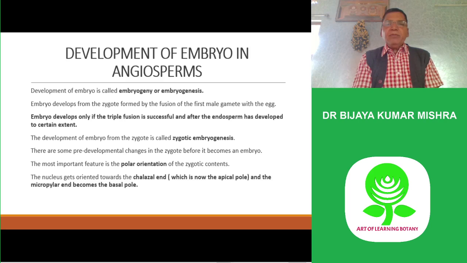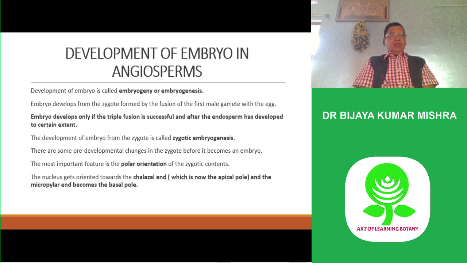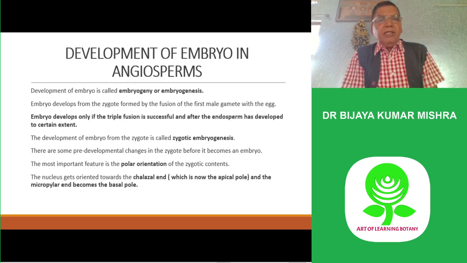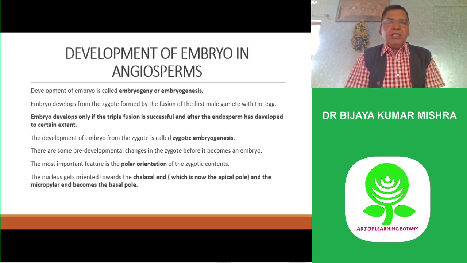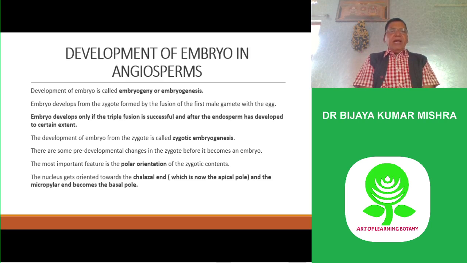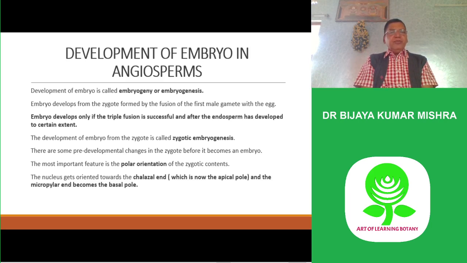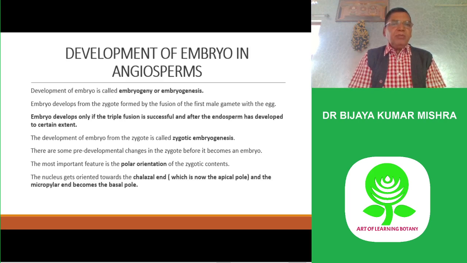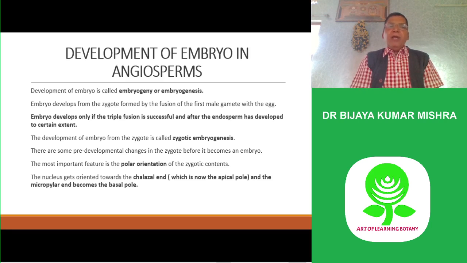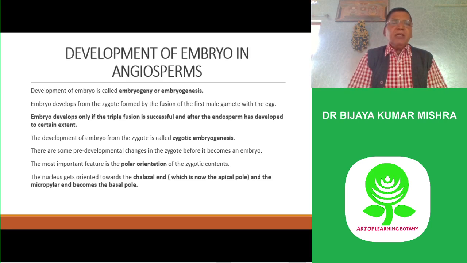Now come to the pattern of development in the angiosperm embryo. The development of embryo is called embryogenesis or embryogeny, and it develops from the zygote. So embryo develops only if the endosperm has developed to a certain extent. If there is no development of endosperm, there is no development of embryo. Endosperm development ensures provision of food to the coming child, or the embryo, right?